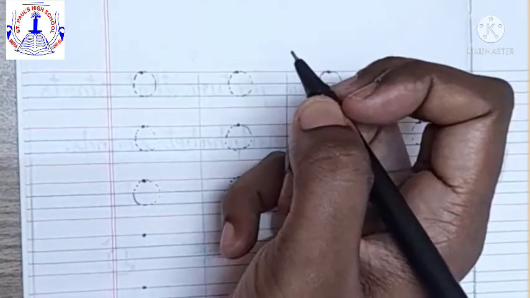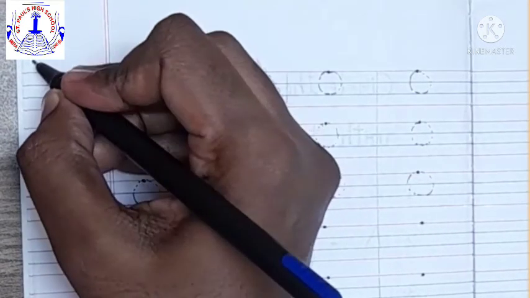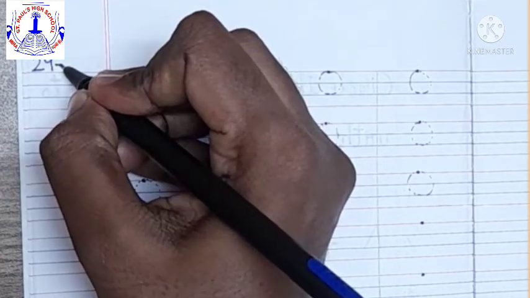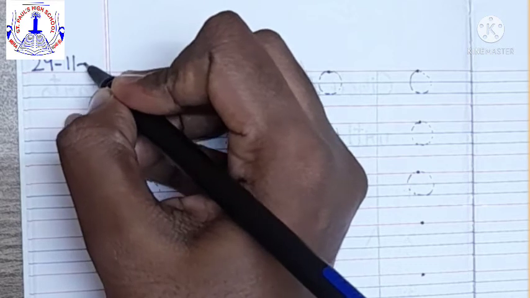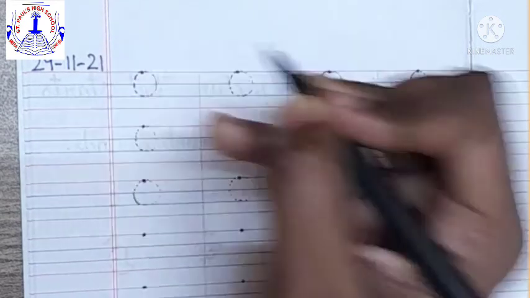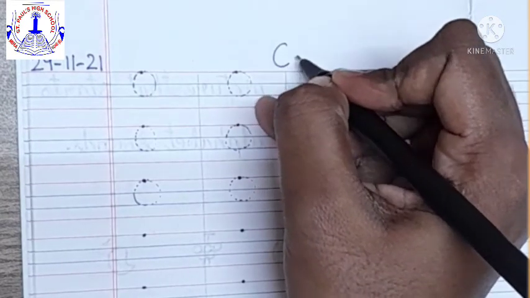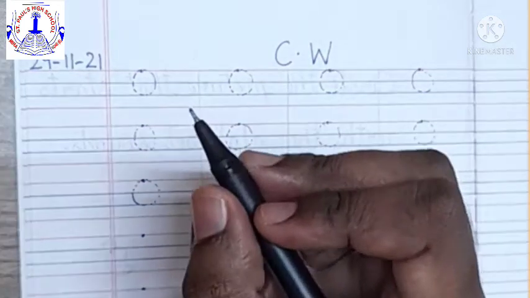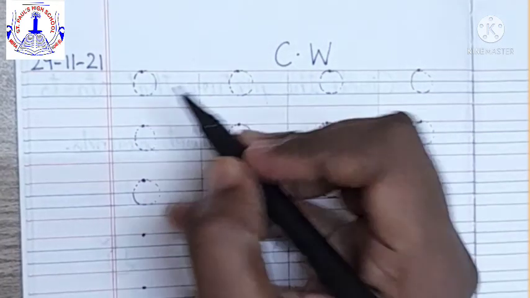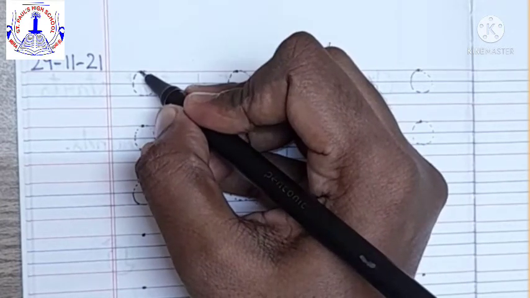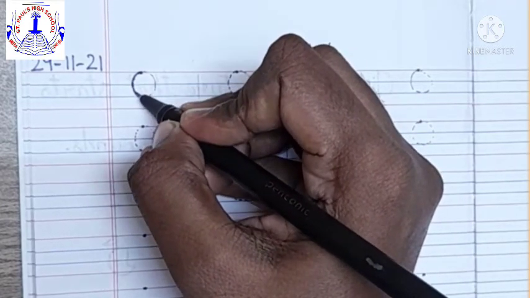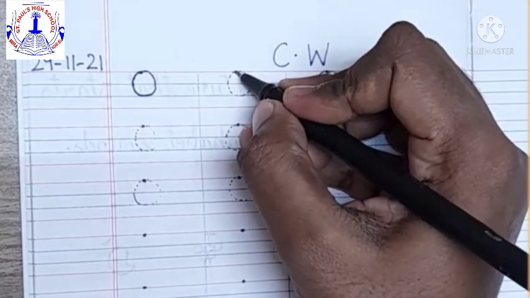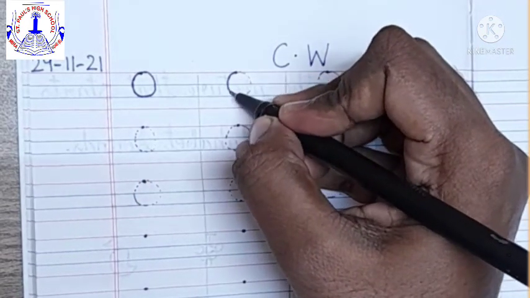Write today's date. Today's date is 29-11-2021 and write C.W. Children, now let's write the letter O. Keep your pencil on this dot and do the tracing over it, round like this, and come again to the same point. So this is your letter O.